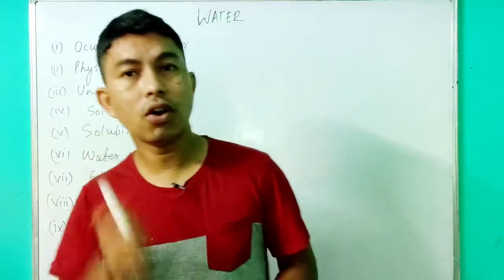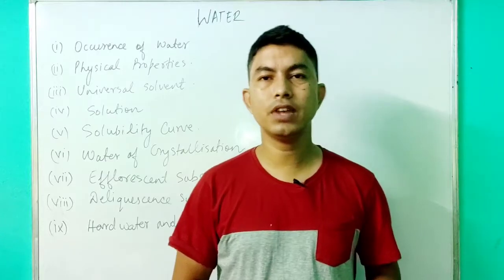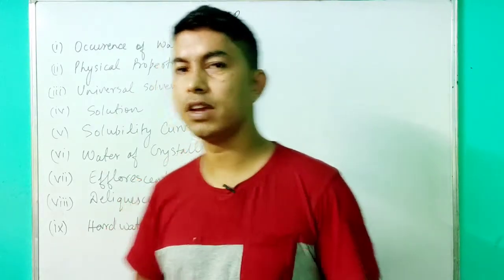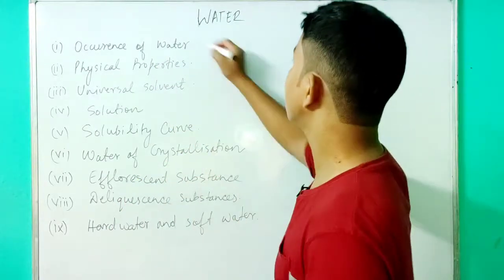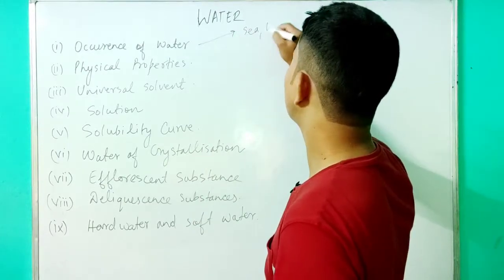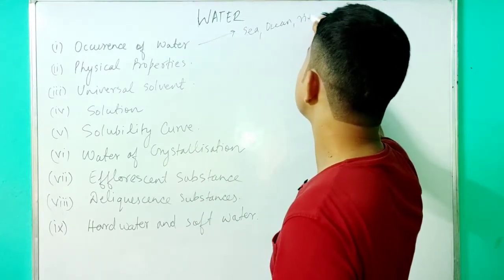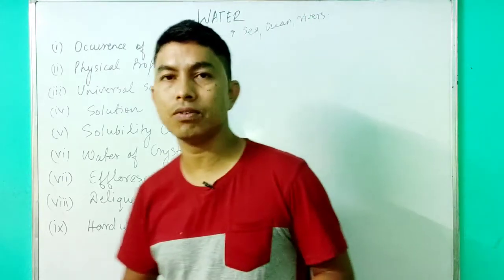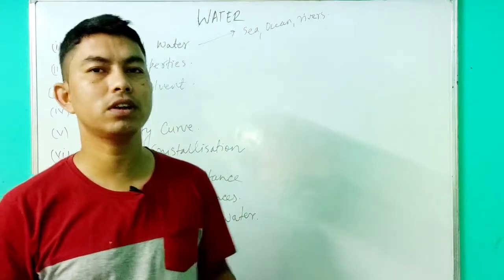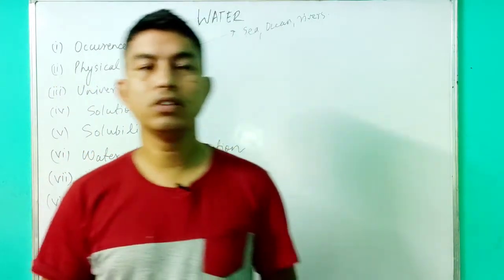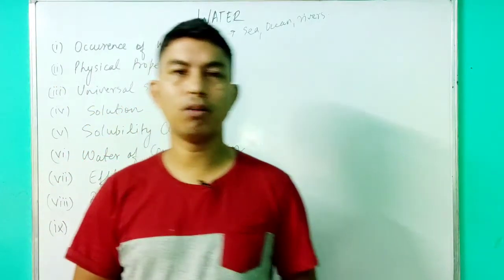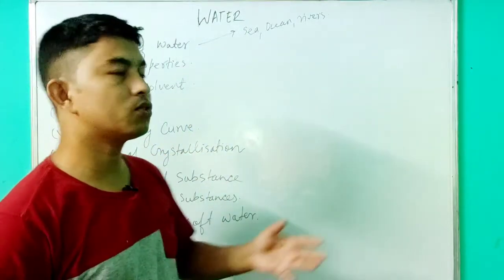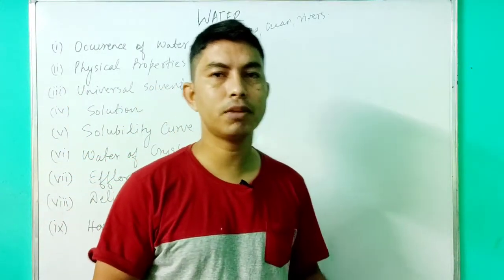Water occurs in the free state as well as in a combined state. In a free state you can see water largely in seas, oceans, rivers, and as rainfall as well. So that is the free state of water. That means the water exists as water only. And the other occurrence of water is in the combined form. The combined form means the water is mixed with other compounds and present in them.